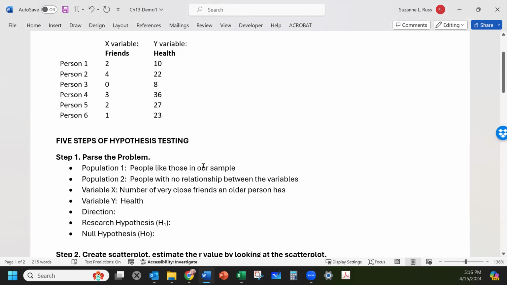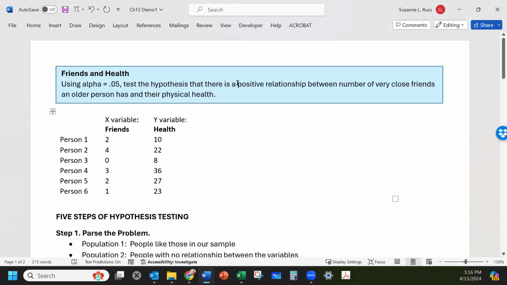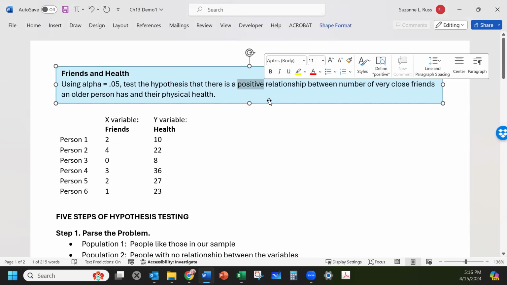The direction of the hypothesis is stated in the problem. In this case, it's stated directly. It's positive, which means it would be a one-tailed high test, or it could be negative, which would be a one-tailed low test, or it could just be a relationship without a direction stated, in which case it would be a two-tailed test. And you would want to also check the data to see if there's a prediction that is stated but doesn't use the words positive or negative.